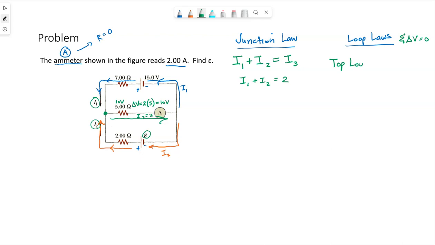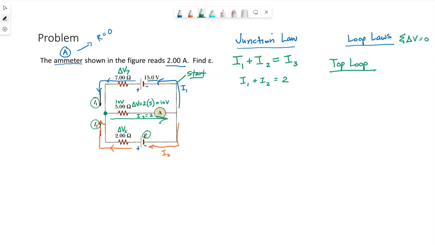Top loop. I'm going to call this 7 ohm resistor, I'm going to say it has a delta V1, or let's just be consistent to the last one, a delta V7, meaning the 7 ohm resistor. This 2 ohm, I'll call it a delta V2 for the 2 ohm resistor. Top loop, I just need to choose somewhere to start. I tend to like starting in corners somewhere, though you don't have to.